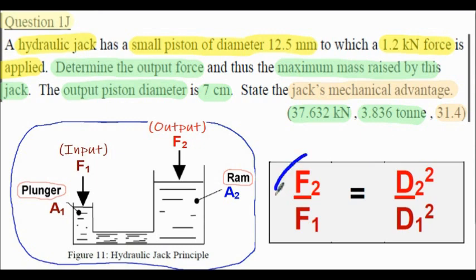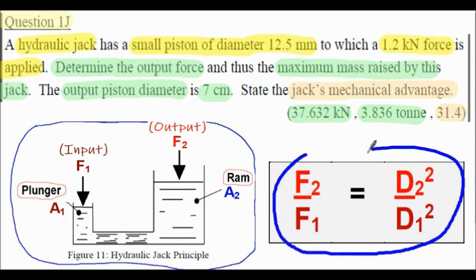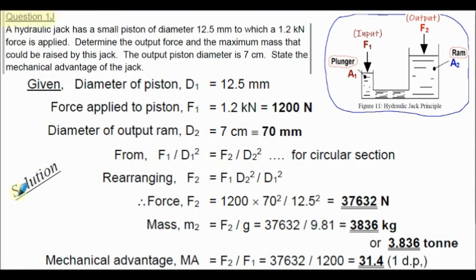Again, I would encourage you to stop the presentation and attempt question 1J. Again, make use of this formula we derived previously, but I'll show you the full work solution on the following slide. Here's question 1J solution. I'll let you review this at your own pace, but just be careful that the force F1 is stated in terms of kilonewtons, so be careful to account for the prefix. Also that the output diameter of the ram is in centimeters in the question, so again convert that to millimeters.